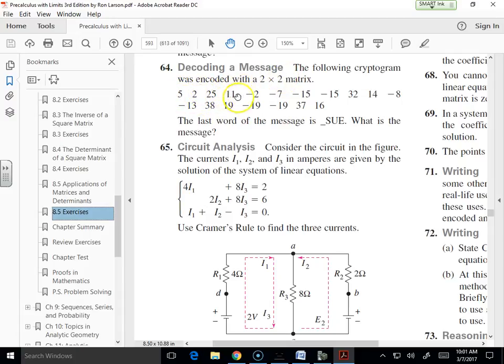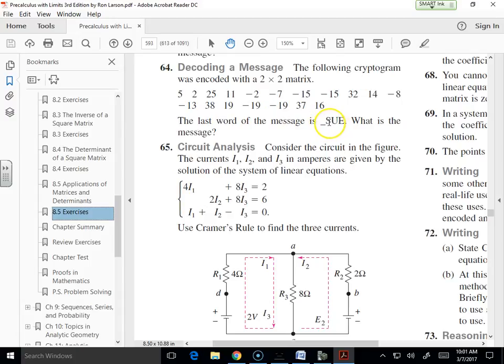Split them up into little 1x2s. Put little brackets around them. Split them up into 2s. Okay, we've gone all the way down. Then our last matrix, negative 19, negative 19, should have mapped to 0 and then S.